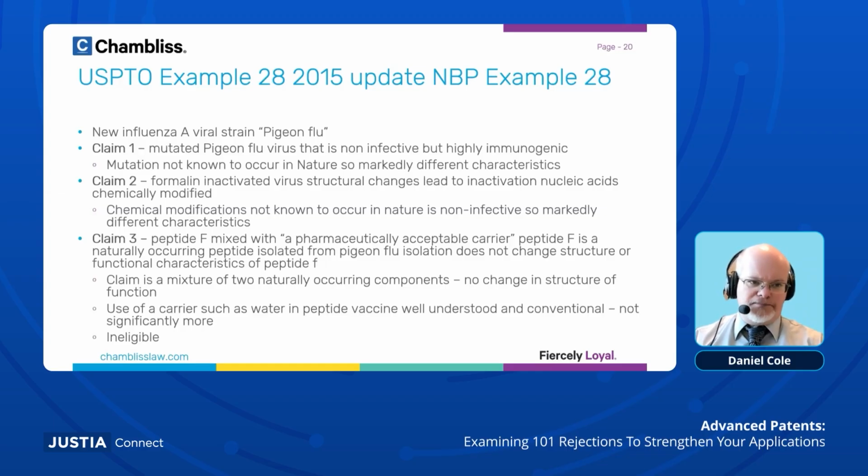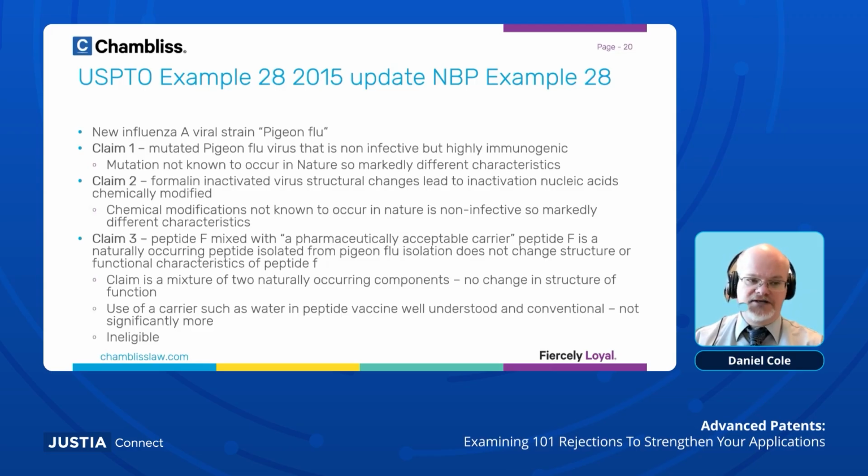Claim 2, you have a formalin inactivated virus. Because of the formalin inactivation, you have structural changes that lead to inactivation of nucleic acids because those nucleic acids are chemically modified. These chemical modifications are not to occur in nature, and you have now a non-infective virus, so you have markedly different characteristics.